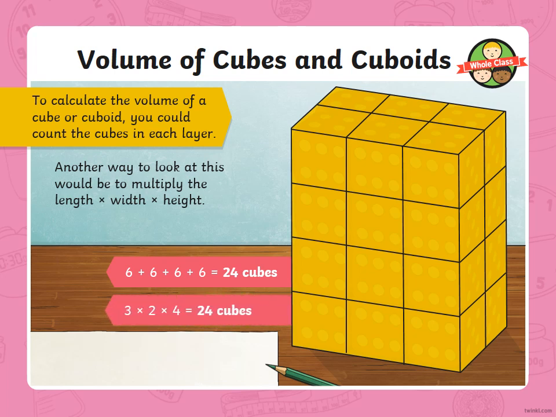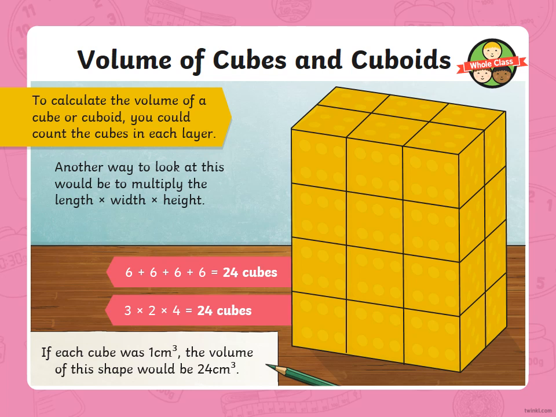So you can see in this case, we've got 3 going across. The 3 is our length. It has a width of 2 and a height of 4. So if we multiply those together, we get 3 times 2 times 4, which also equals 24.